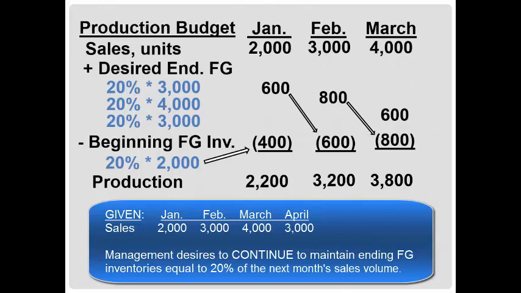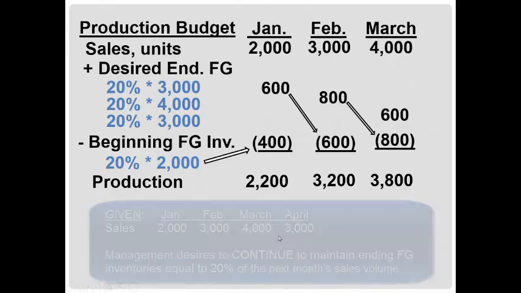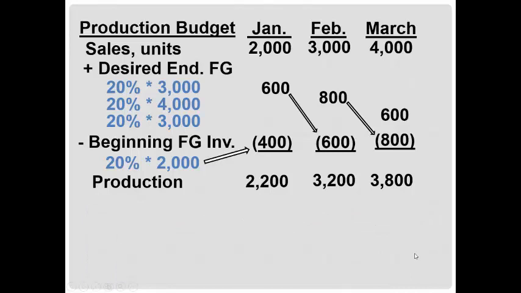So if you'll notice, in order to prepare a production budget for March, you needed to know sales for April. You have to look ahead. Oftentimes companies will look ahead to determine how much inventory they want to have, because when they have seasonal fluctuations, they don't want to stockpile inventory if production or sales are going to be lower.